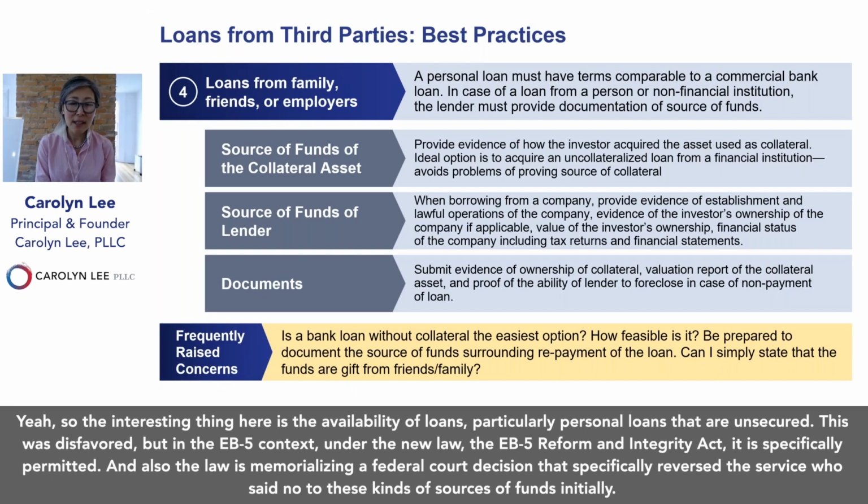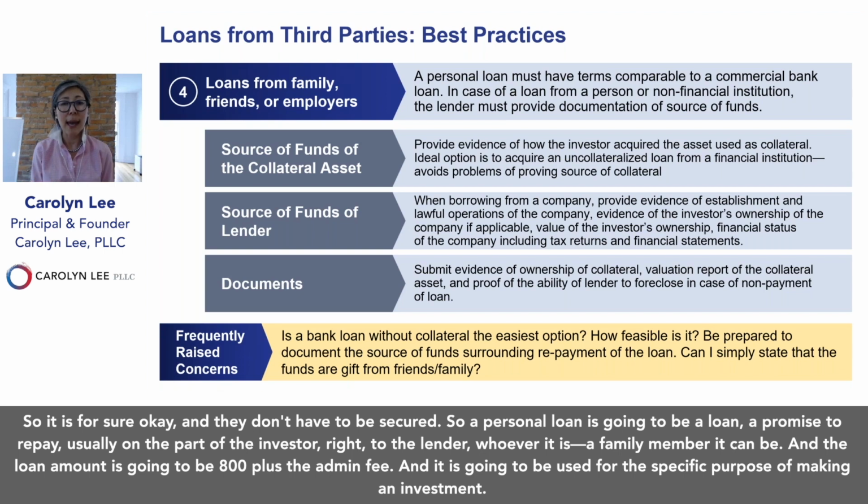Yeah, so the interesting thing here is the availability of personal loans, particularly personal loans that are unsecured. This was disfavored, but in the EB-5 context, under the new law, the EB-5 Reform and Integrity Act, it is specifically permitted. And the law is also memorializing a federal court decision that specifically reversed the service, which said no to these kinds of sources of funds initially. So it is for sure okay, and they don't have to be secured.